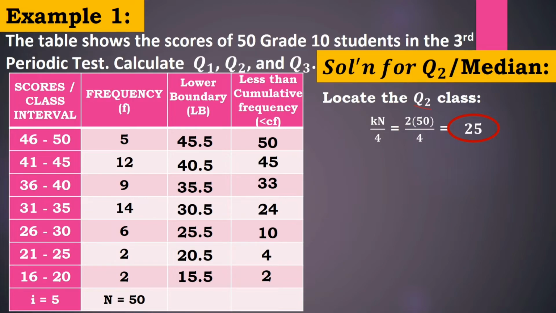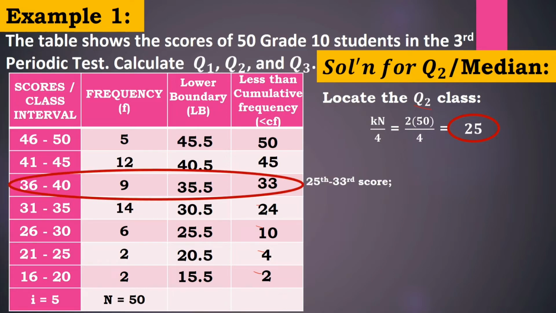Hindi dito. 25 is greater than 4. 25 is greater than 10. 25 is greater than 24. 25 is less than 33. So, it means that the location of Q sub 2 class is andito. So, class interval 36 to 40.